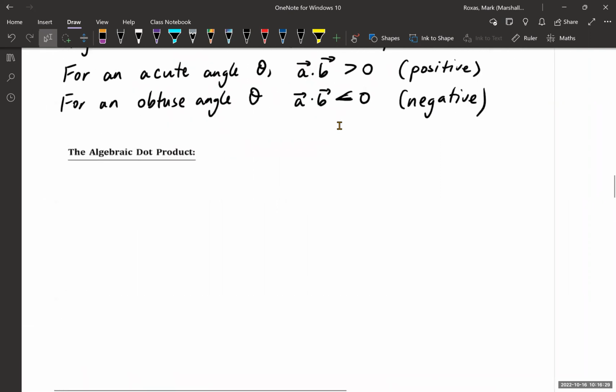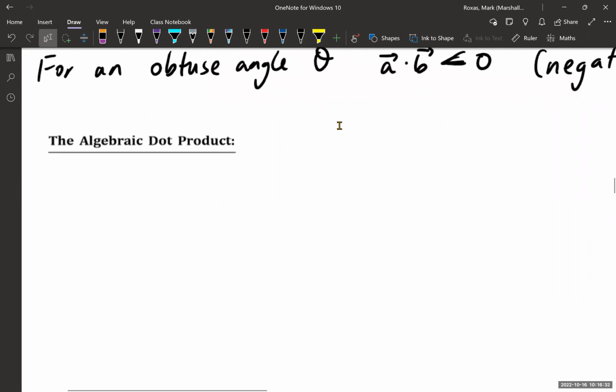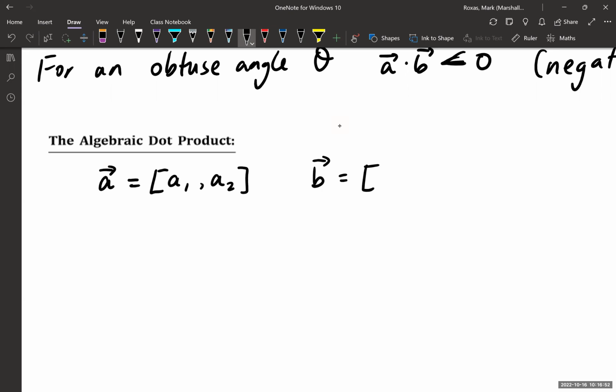Okay, so when calculating the algebraic dot product, we're going to look at another formula. So let's say we had vector A, and let's say the components of vector A are A1 and A2. Okay, and then we had another vector B, and their components are B1 and B2. And so remember, these are x and y components, right? So A1 is the x component, A2 is the y component, B1 is the x component of B, and B2 is the y component of B.